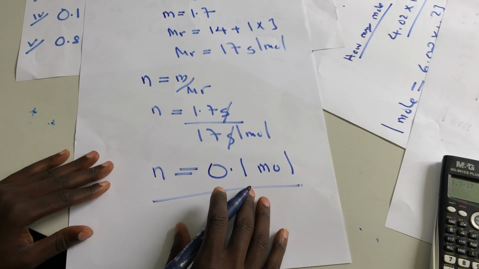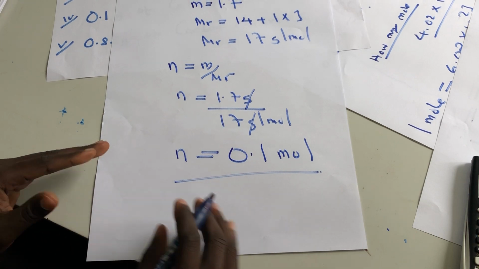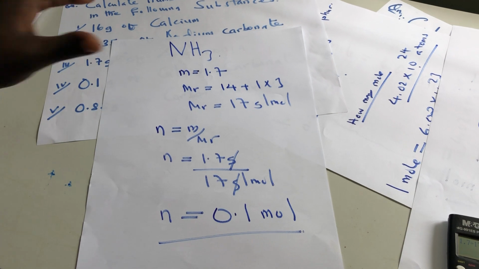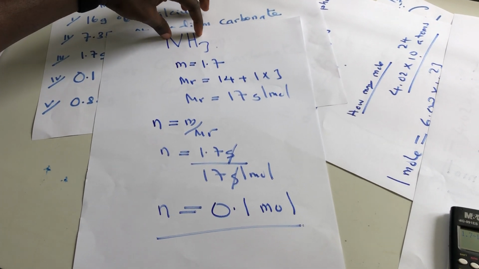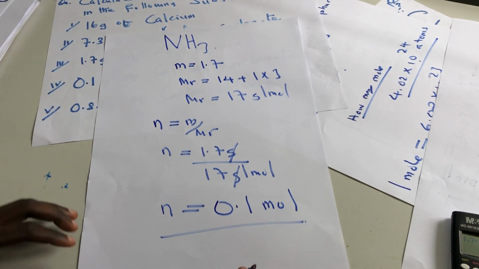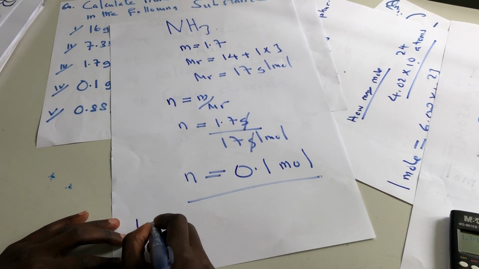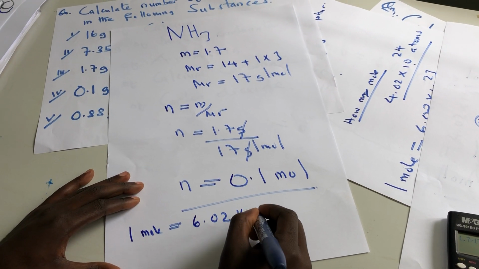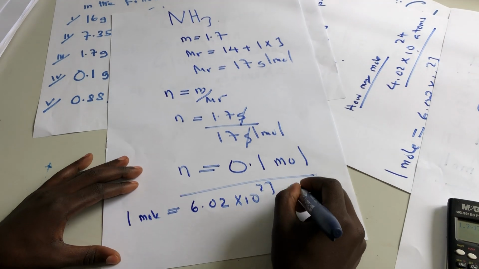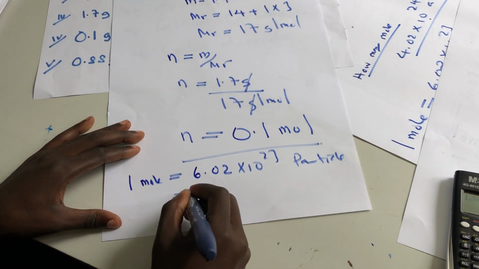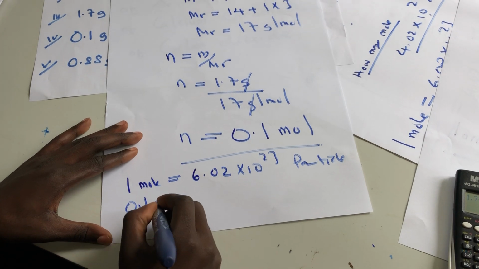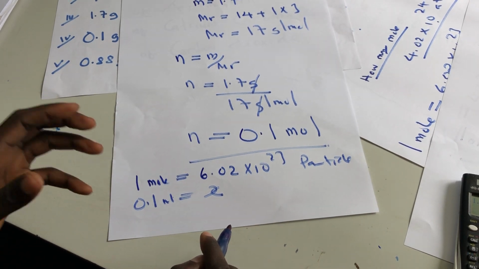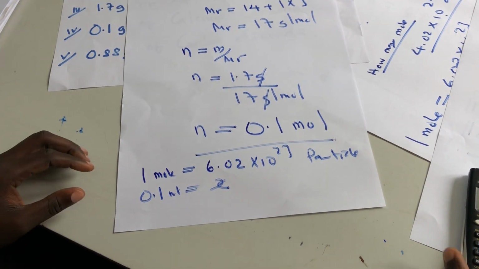So this is how you can find number of moles, but sometimes they will ask you to find the number of particles found in this structure of ammonia. So to find the number of particles, you will say 1 mole represents 6.02 times 10^23 particles. What about 0.1 moles? How many particles will it have? So there you will close, you will be able to get the number of particles found in ammonia.